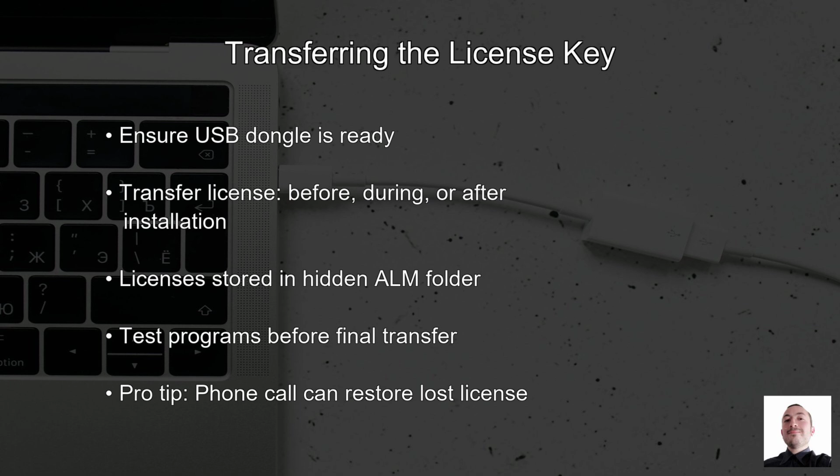Personally, I prefer transferring the license post-installation. Once all packages are installed, launch ALM, insert your dongle, and proceed with the transfer. Remember, the licenses are stored in a hidden, system folder created by ALM, so you won't see it in your file explorer. Also, it's wise to test your programs for a few days before transferring the license, just in case of any issues. And here's a pro tip: if something goes wrong, a simple phone call can restore your license.